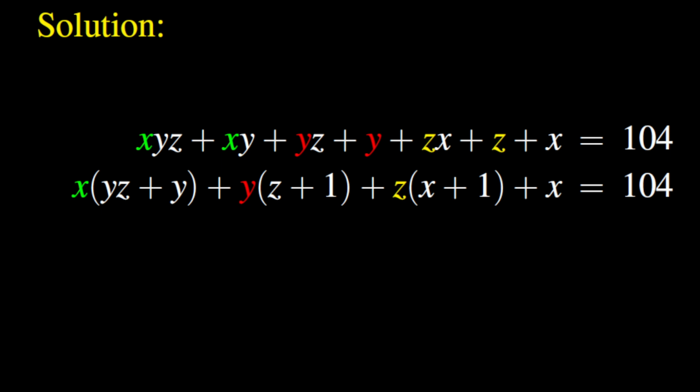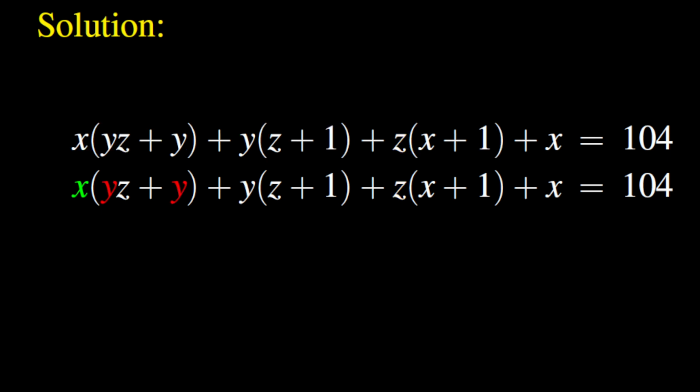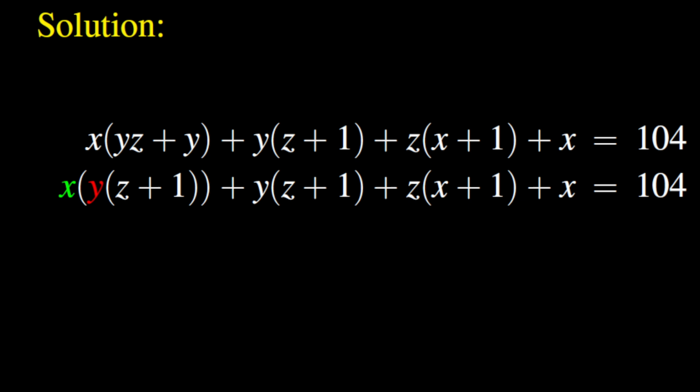Now that we have grouped the terms properly, we can factorize those grouped terms. We have x times the quantity yz plus y, and y times the quantity z plus 1, z times the quantity x plus 1, and the remaining term x. We see that we can still factorize the first term because the quantities yz plus y have a common factor which is y. Therefore, we factor y out and obtain x times y times the expression z plus 1.